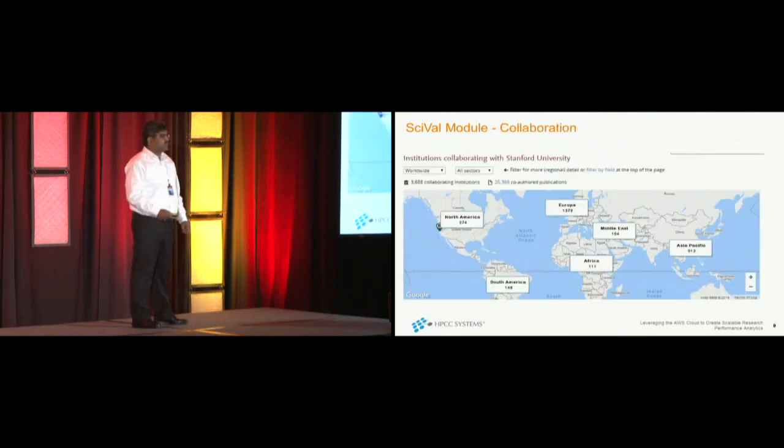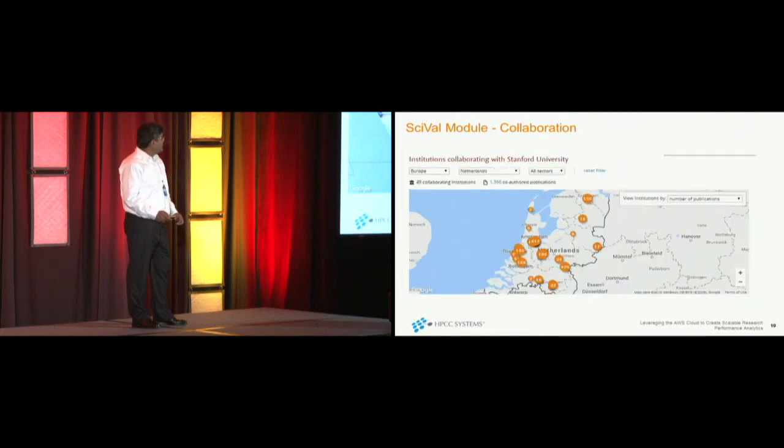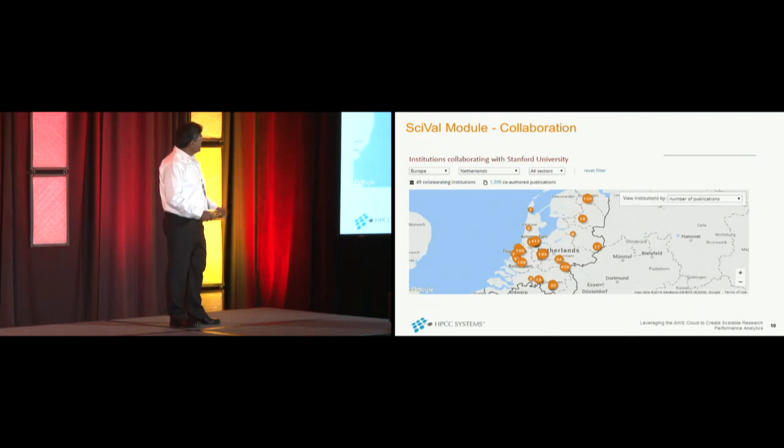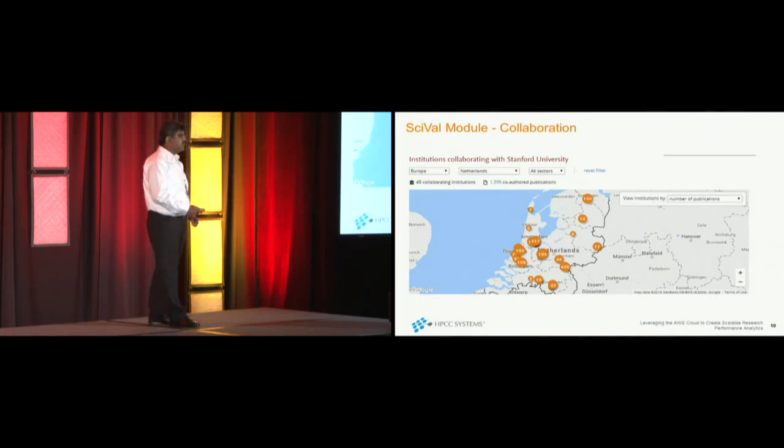Here is another screenshot from SciVal where you can select an institution or country and see its collaboration with various institutions across the world. And here I have selected Stanford, and you can see the extent of collaboration with the institutions across various regions in the world. And you can zoom into any level, and here I have zoomed into country level, and you can see all the institutions in Netherlands that are collaborating with Stanford. And the number inside the bubble is the number of collaborating papers, and you can click on that and get more detailed view of collaboration metrics.